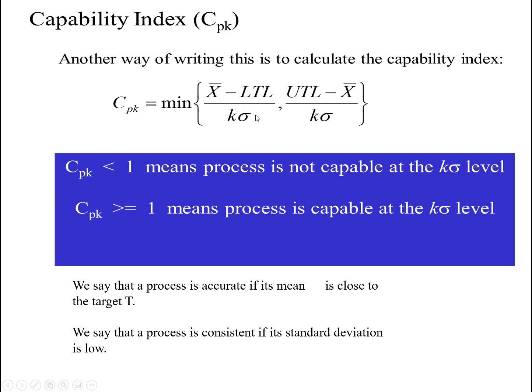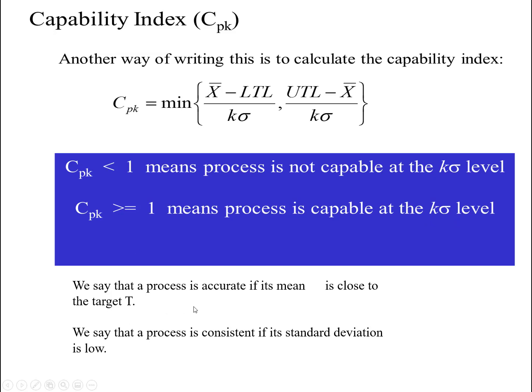Another way of writing this is to calculate the capability index CPK. You also know this formulation of CPK: the minimum of x bar minus lower tolerance limit divided by K sigma, and upper tolerance limit minus x bar divided by K sigma. Until now we have seen different examples: when CPK is less than 1, it means the process is not capable at the specific sigma level, 3 sigma, 4 sigma or 5 sigma. If it is greater than or equal to 1, the process is capable at that sigma.